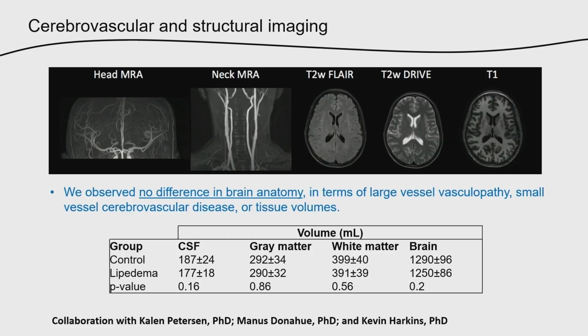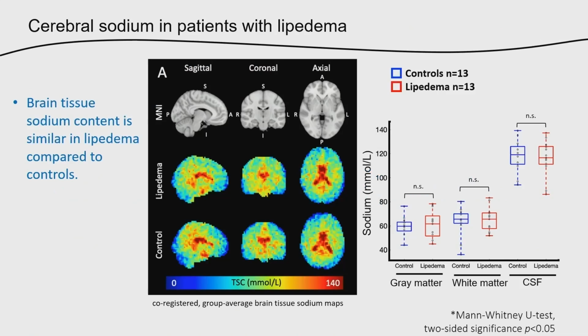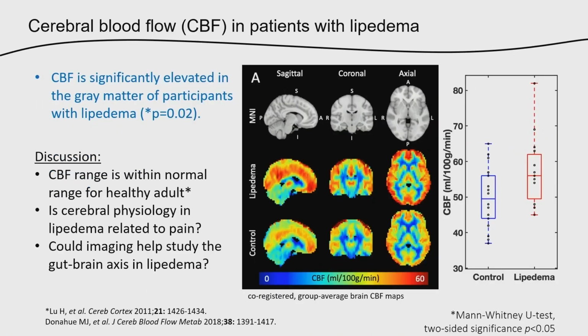We found no difference in terms of common anatomical features, no difference in their large vessel features in the brain or tissue volume. We also found no differences in cerebral sodium by a similar standardized protocol. We looked at it because we could, didn't find any difference there. That was at 3 Tesla MRI. And finally, we did see, on average in the group, a higher level of cerebral blood flow in patients with lipedema compared to our BMI matched controls. I should note that this range of higher CBF, or cerebral blood flow, was not out of the range of normal. So there was no clinical indication there.